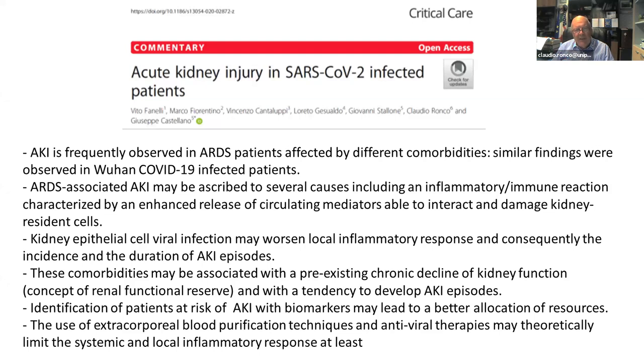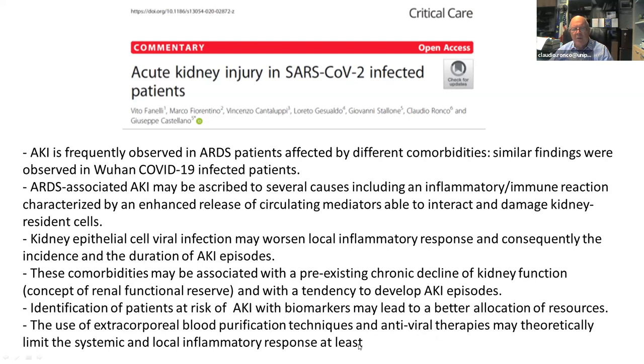We published quite early about acute kidney injury in infected patients, showing that this is observed frequently in patients who have many other comorbidities. The ARDS-associated AKI may be ascribed to several causes, including the immune reaction of the individual, where circulating mediators could damage the kidney, which can also be damaged by direct viral infection and local damage. Now, if there is a pre-existing chronic kidney disease, these comorbidities may actually worsen the prognosis of the patient. And therefore, it is quintessential to identify patients at risk, possibly with biomarkers in the early phase, in order to be able to better allocate the resources, especially in the ICU.